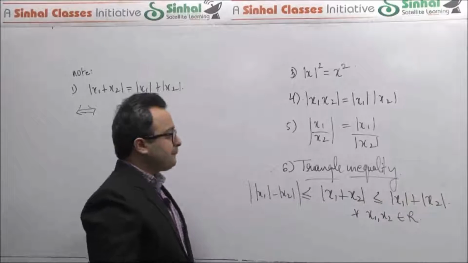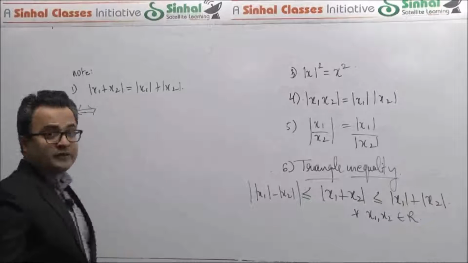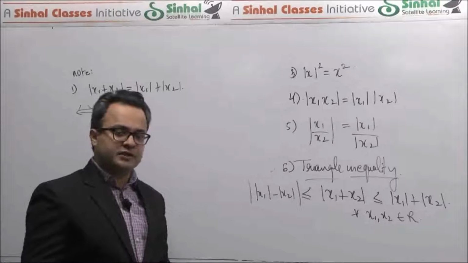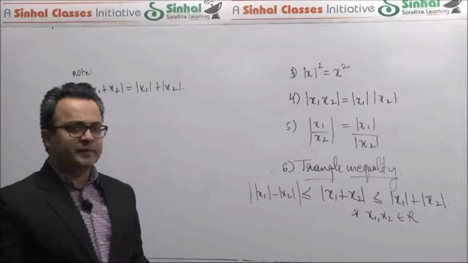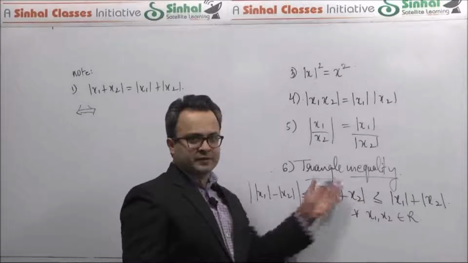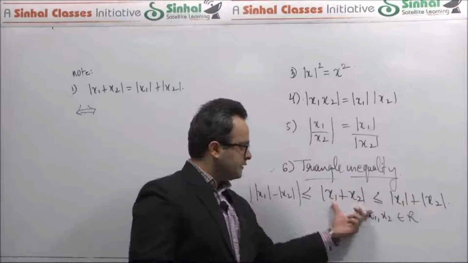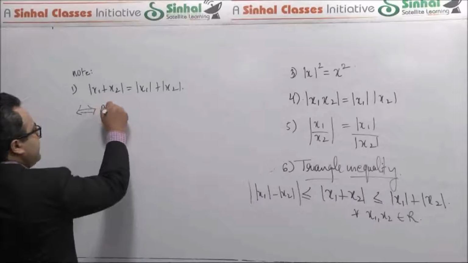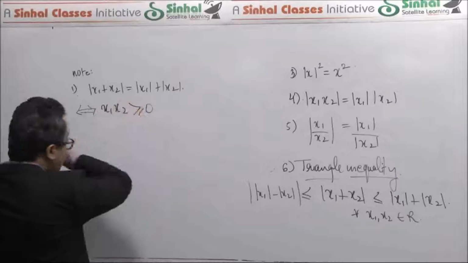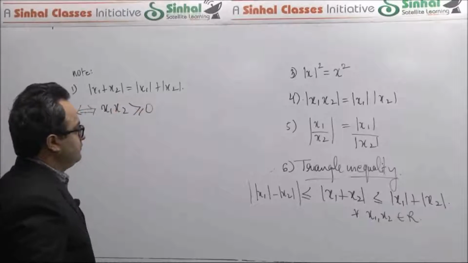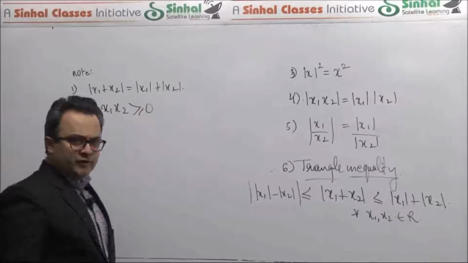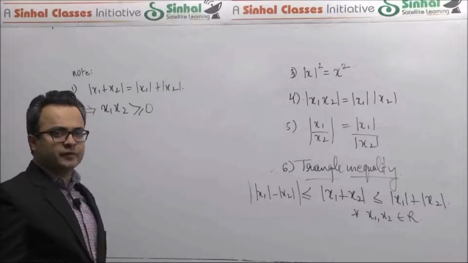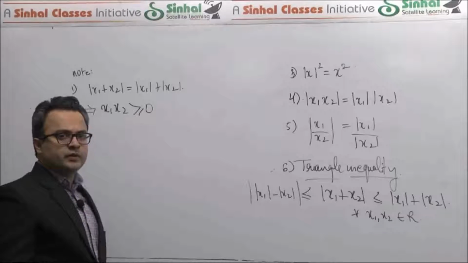By observation, this is turning out to be true whenever x1 and x2 both have the same sign. That is, they are either both positive or both negative. And of course, any one of them could be 0 also. If x2 is equal to 0, then obviously the LHS and the RHS become the same. So I can collectively say that if mod of x1 plus x2 is equal to mod of x1 plus mod of x2, then x1 into x2, the product, has to be greater than or equal to 0.